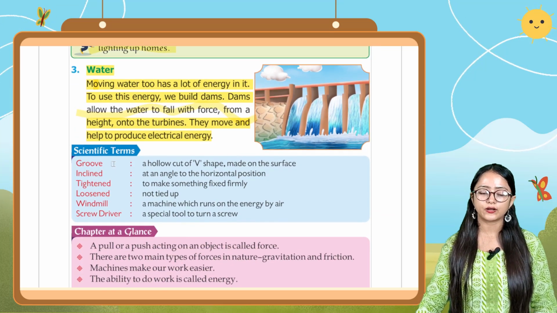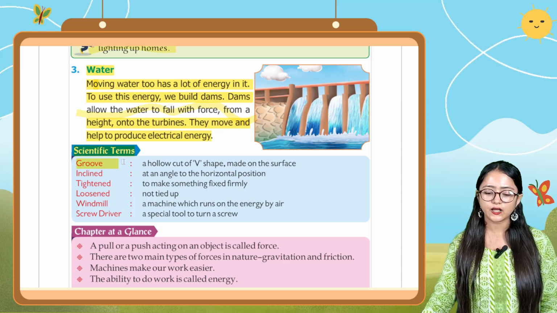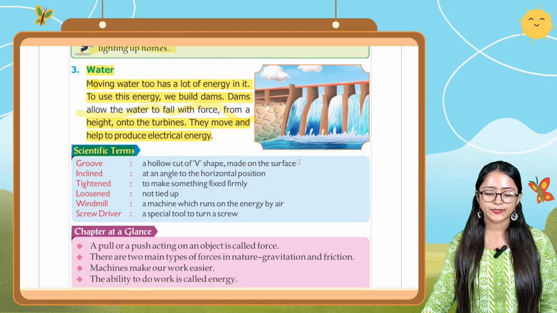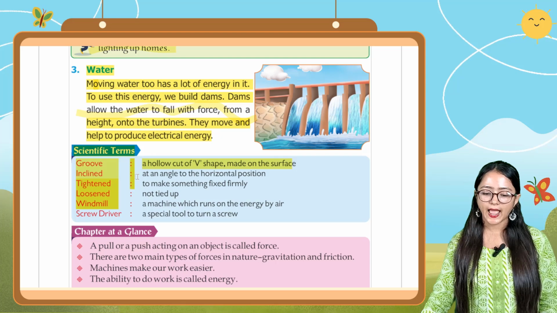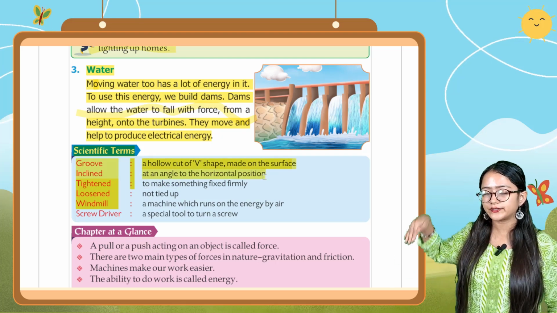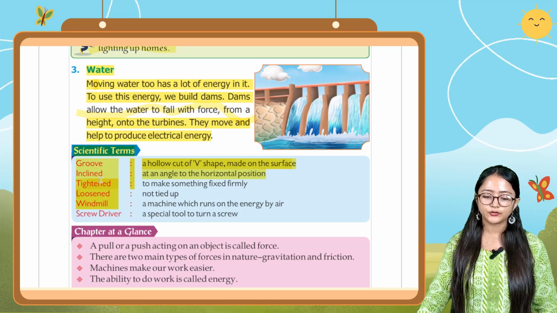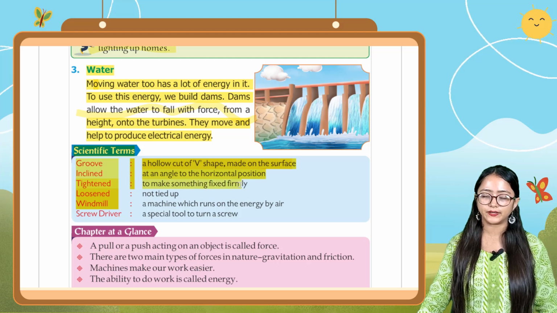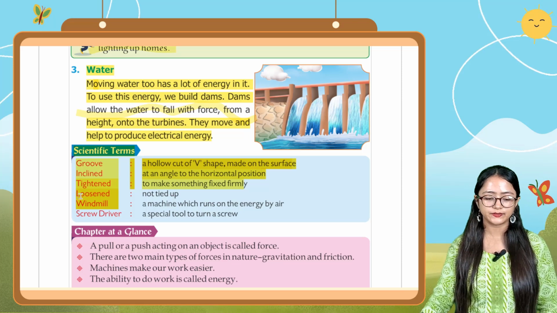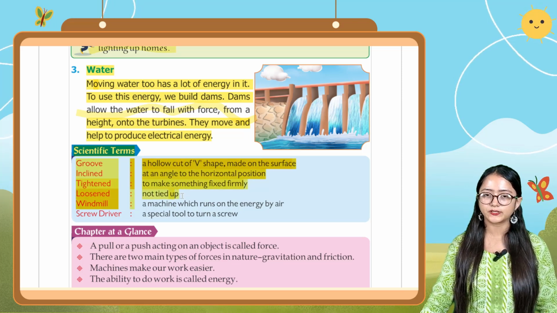Now we're going to talk about some scientific terms. The first is groove, which is a hollow cut of V shape made on the surface. Next is inclined, at an angle to the horizontal position. Tightened, to make something fixed firmly, like with the help of a screwdriver you fix the screws. Loosen, not tied up, is the opposite of tighten.